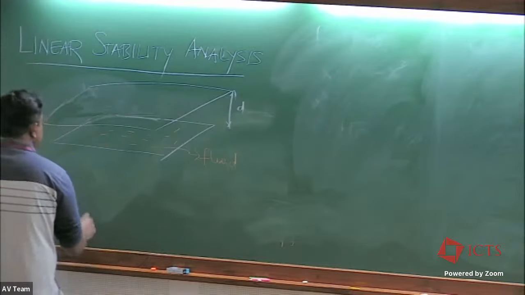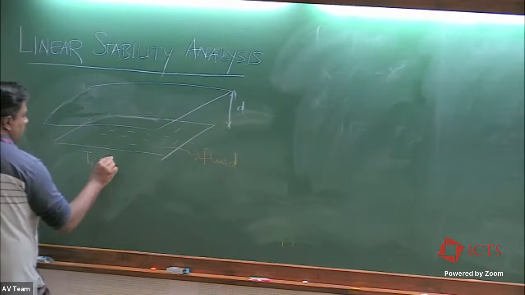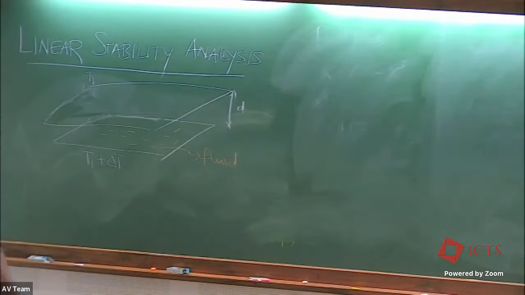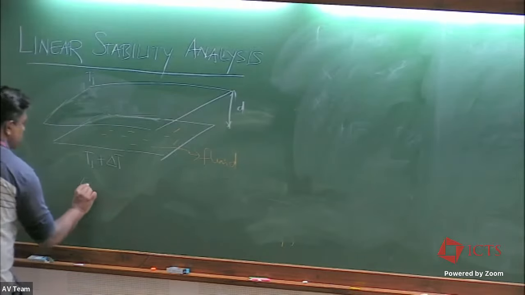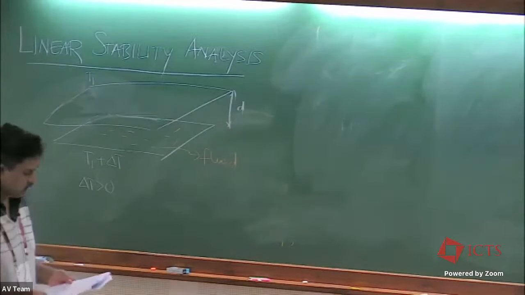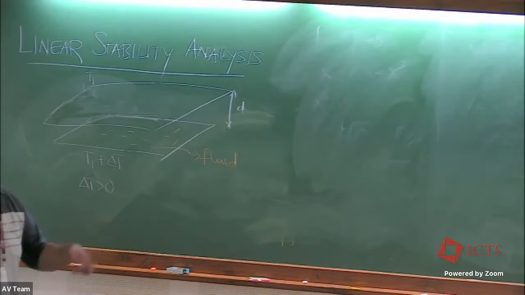What you do is maintain the temperature of the bottom plate at a higher temperature, and the temperature of the top plate at some lower temperature. So delta T is positive. This is a classic example of what is called Rayleigh-Bénard convection, which I showed you a video of. You can do this as a kitchen experiment. Just put some liquid in a pan, heat it up, and as the temperature goes up, beyond a certain point, you will start seeing convection rolls.